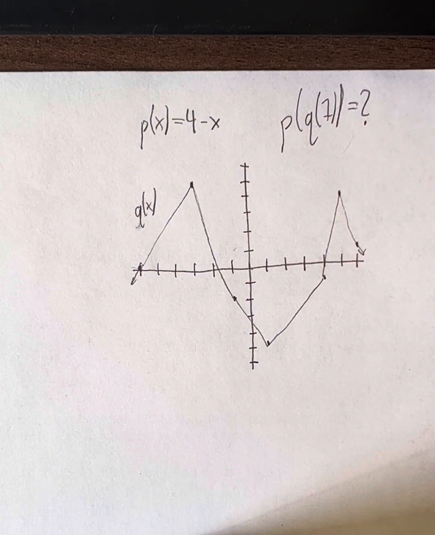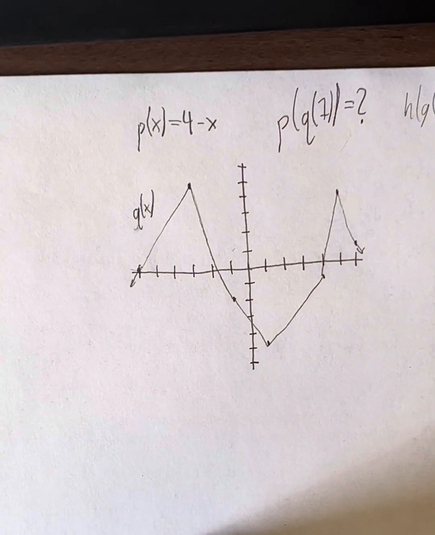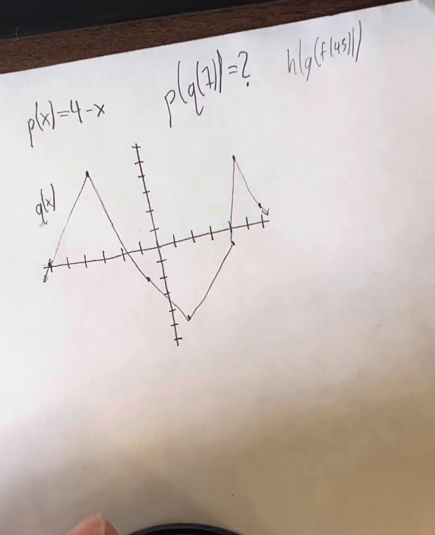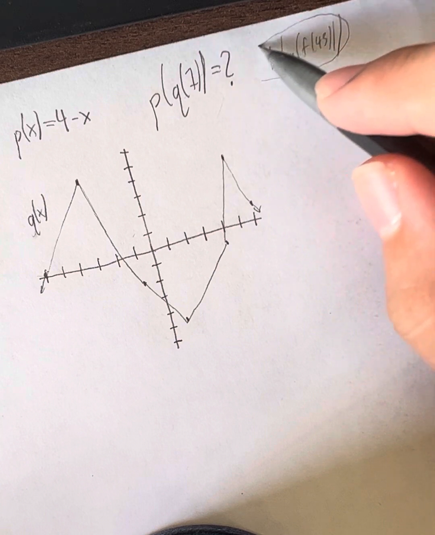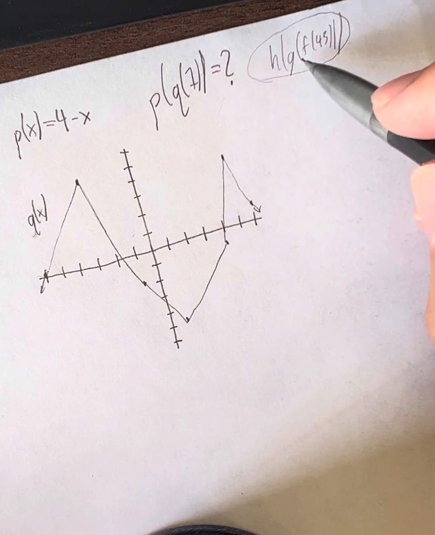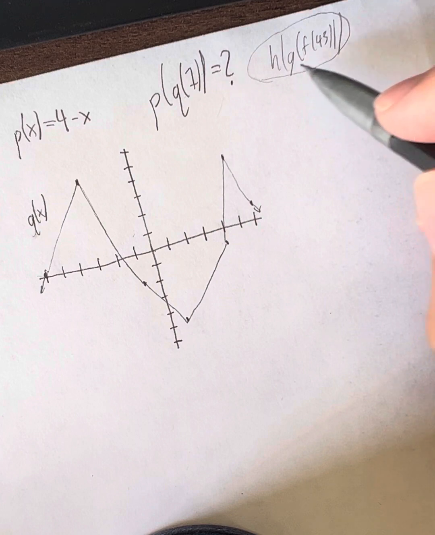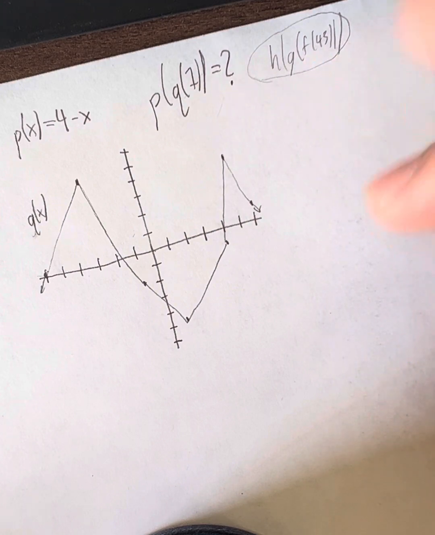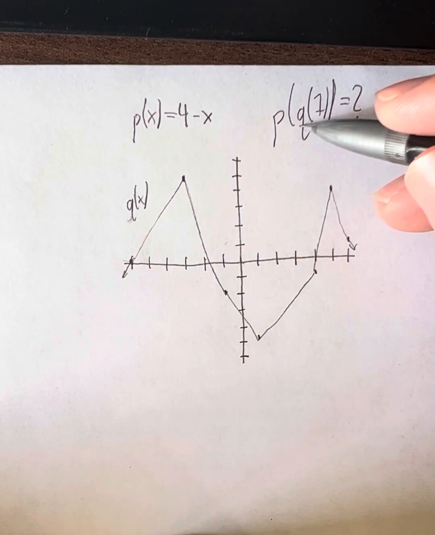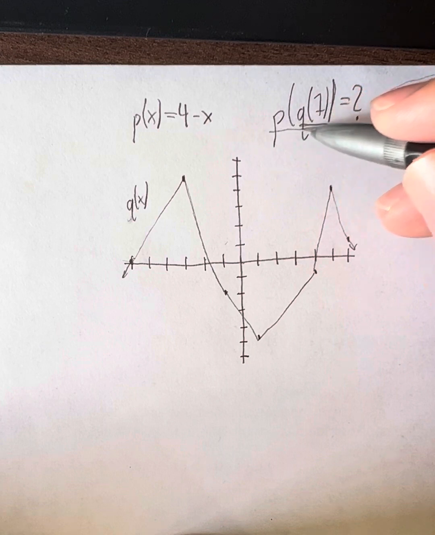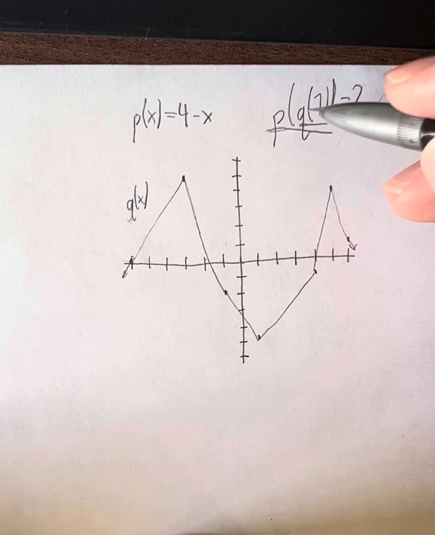Well, if you watch the other video where we dealt with h of g of f of 3, then you would know. Oh wait, I drew that too far. Hold on, give me a second. If you watched my previous video, we dealt with this before. We solved for the inner first, then this part, and then this part. And that's the same thing we're gonna do here. We're gonna solve for q of 1 first, and then p of what q of 1 equals.